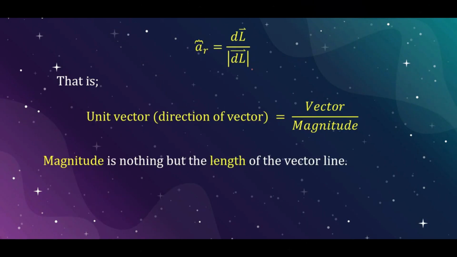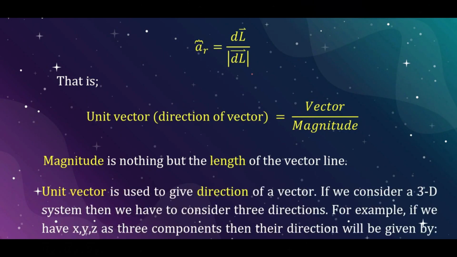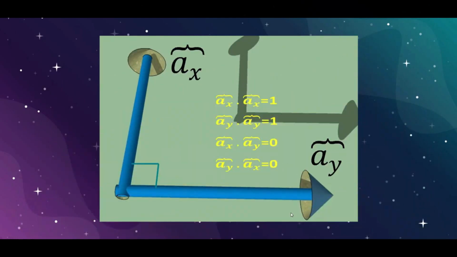Magnitude is nothing but the length of the vector line, and a unit vector is used to give the direction of a vector. So, if we consider a 3D system, then we have to consider three directions. For example, we have x, y and z as three components, then their directions will be given as ax cap, ay cap and az cap. So, here we can see we have two directions. We are considering a two-dimensional system where one is AX cap, another one is AY cap.